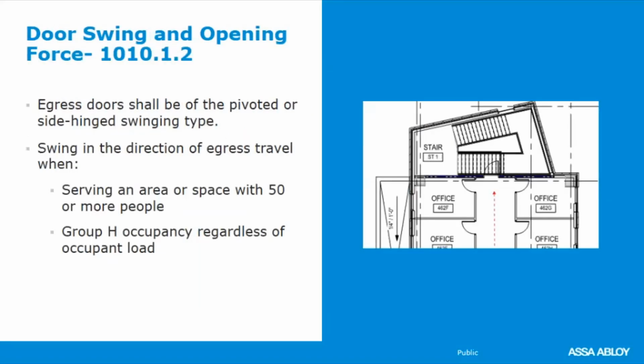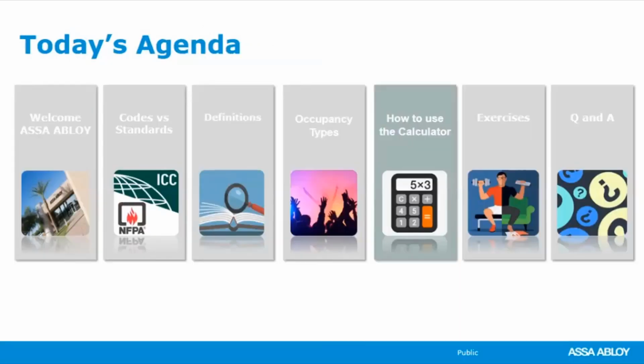Egress doors shall be of the pivoted or side hinge swinging type, and they need to swing in the direction of egress travel when serving an area or space of 50 or more people, regardless of the occupancy type. When you have 50 or more people, the door swings out. It makes it much easier for everybody to push the door open rather than try to pull the door open. And in Group H, high hazard occupancy, regardless of the occupant load, the door needs to swing out in the direction of egress. Now let's take a look at how to use the egress calculator.